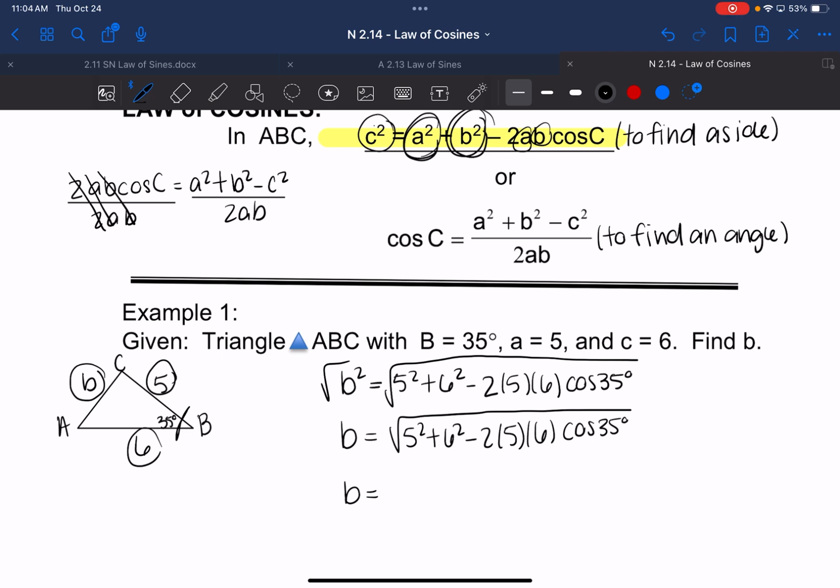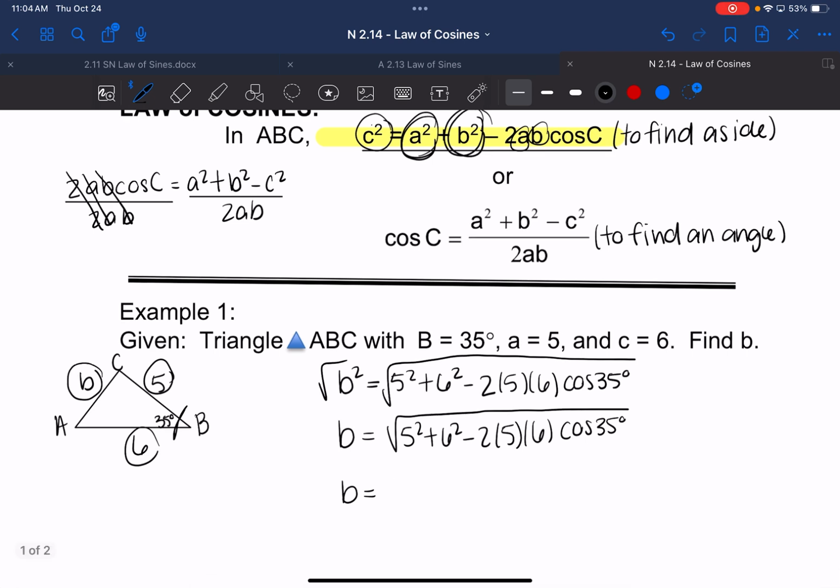So what do we end up with there? Good. All right. So we found our missing side. Okay, flip it over onto the back and let's take a look at example 2.